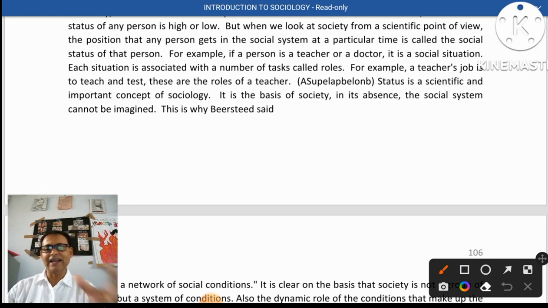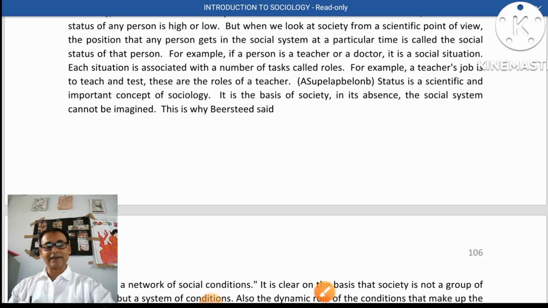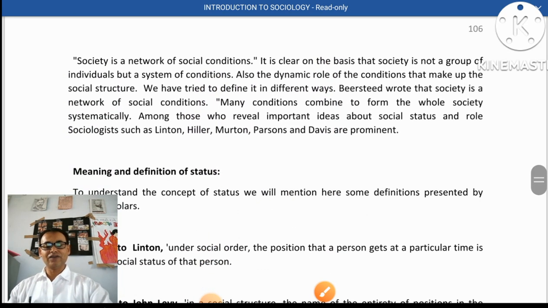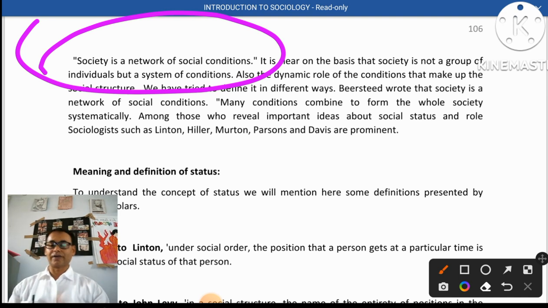Status is a scientific and important concept of sociology. It is the basis of society. In its absence, we cannot imagine a social system. This is why Bierstedt says society is a network of social statuses. Society is a network of social statuses. It is clear that society is not merely a group of individuals, but rather a system of statuses, along with the dynamic roles of the positions that make up the social structure.